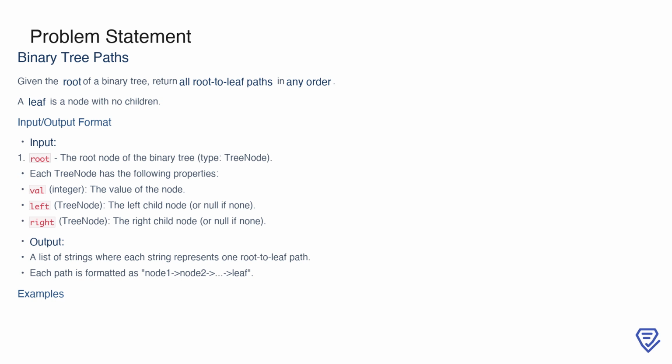Let's discuss the input and output format. The input is the root of a binary tree, represented as a tree node object. Each tree node has three properties: a value, a left child, and a right child, where the child nodes can be null if they don't exist. The output is a list of strings, where each string represents one root-to-leaf path. The path is formatted with nodes connected using arrows, like node 1 -> node 2 -> leaf. This format makes it easy to understand the entire sequence of nodes from the root to each leaf.